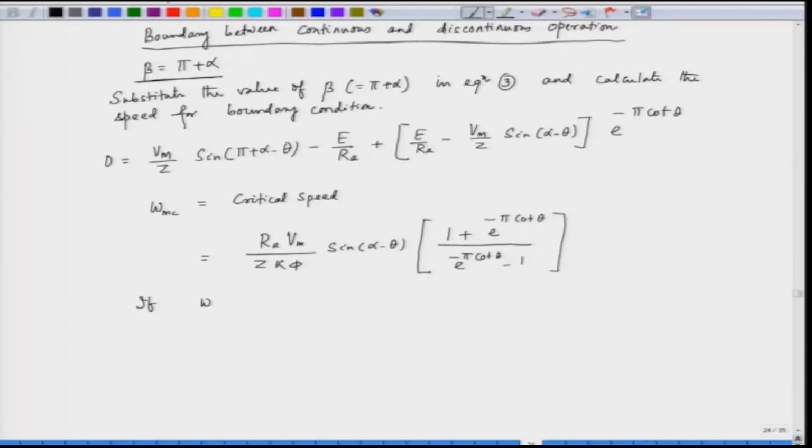So, we can say that if the speed of the motor is above omega mc, the operation is discontinuous. If the speed is less than omega mc, the operation is continuous.